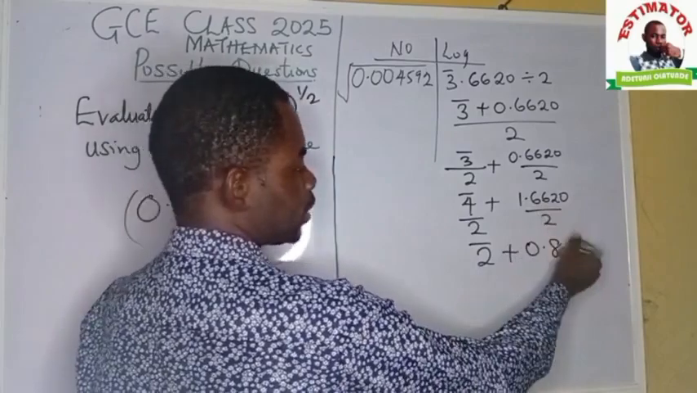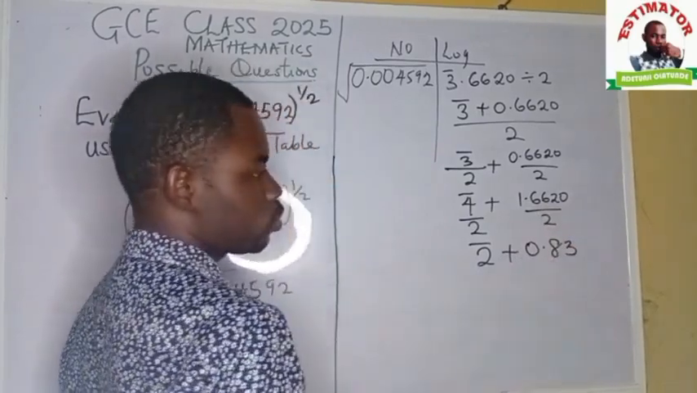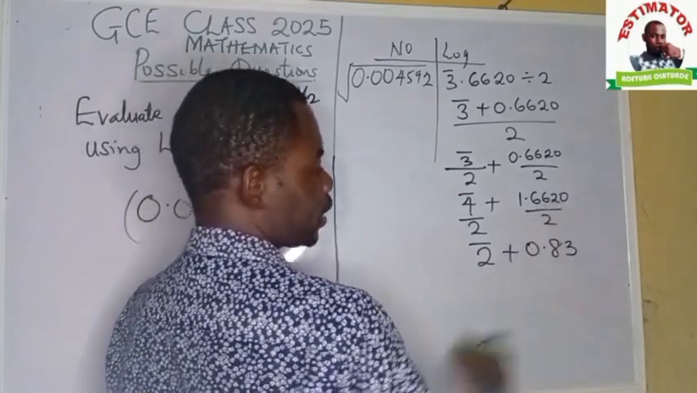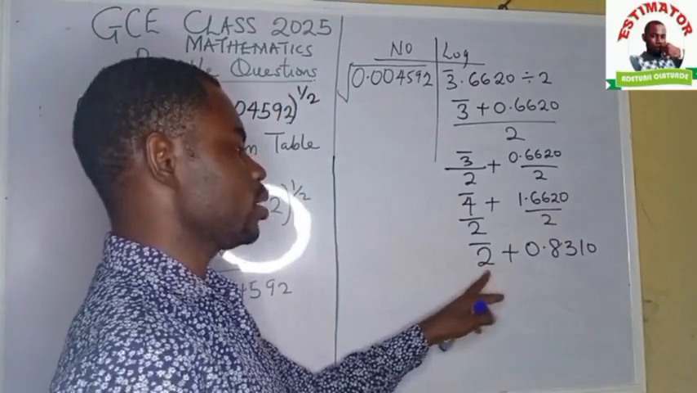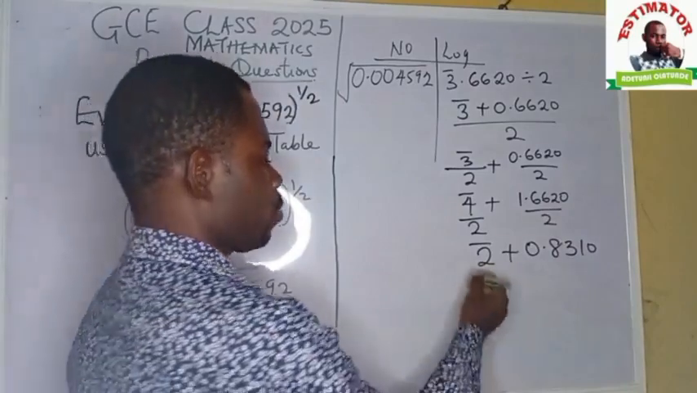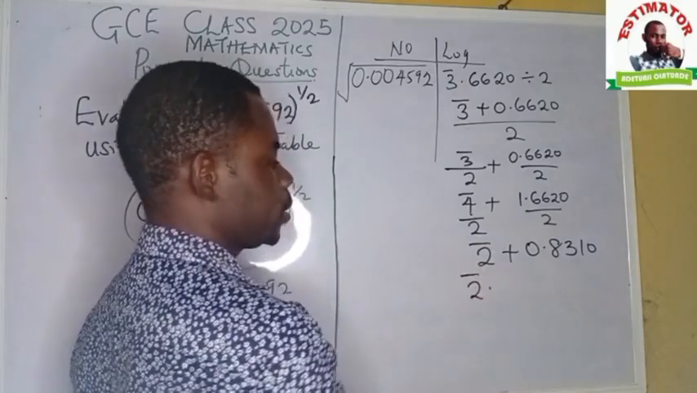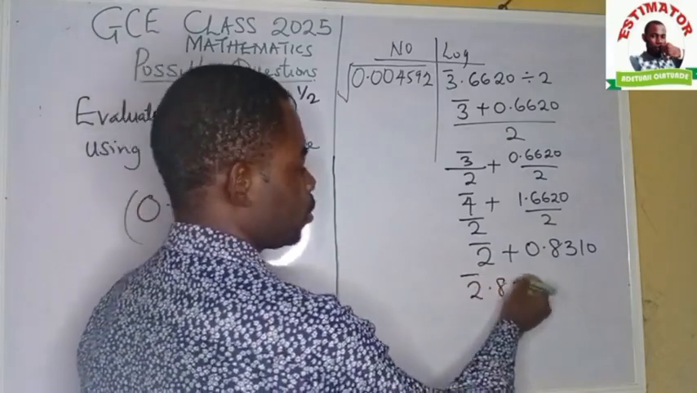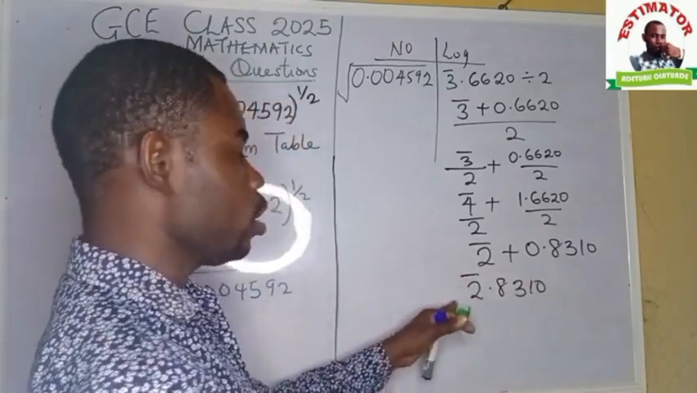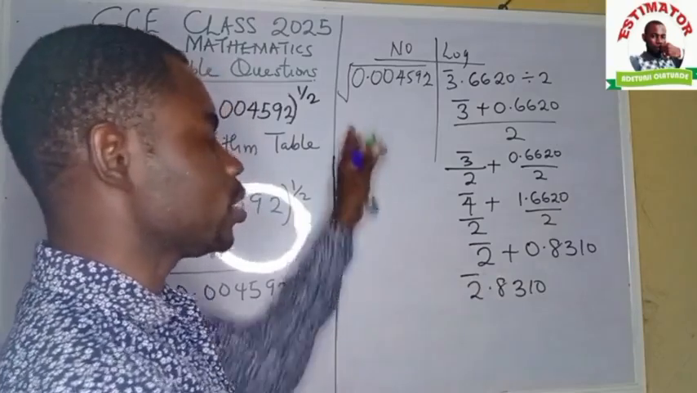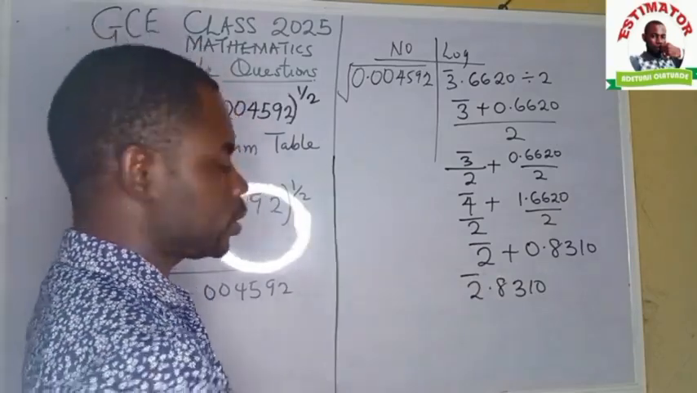What happened to our 6? That is 3. We are good to go. What will happen to this one? I think I have 10 there as my response. If I add this together, this bar 2 plus 0.8310 will give me bar 2.8310. So this is not the final answer, as usual. We need to return the answer back to normal, which is the number that I also call antilog.